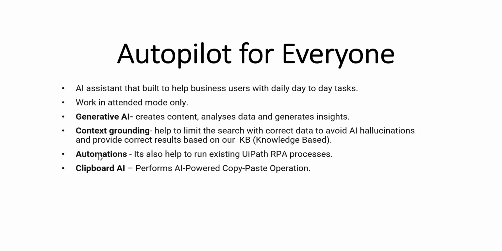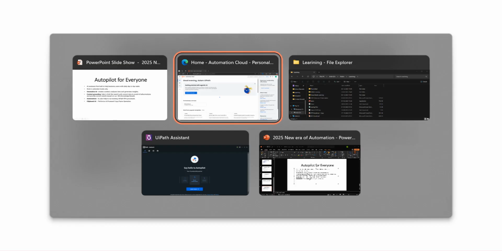And the third one is automation, right? You can also run your existing RPA process with autopilot. You can simply give a command, and by using that command, your RPA process will be executed. They also have the clipboard AI feature. Clipboard AI is one of the powerful copy-pasting tools. You can copy and paste data from any source to any destination, right? That is one of the most powerful AI-powered tools, right? We'll see how all these things work. So let me move on and see how autopilot works and how we can enable it, right?